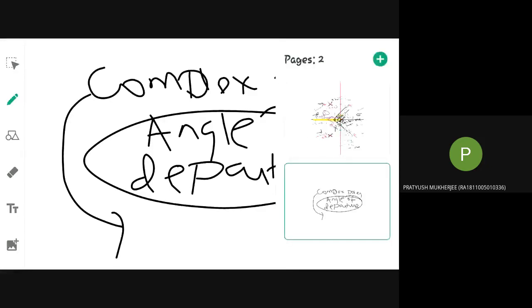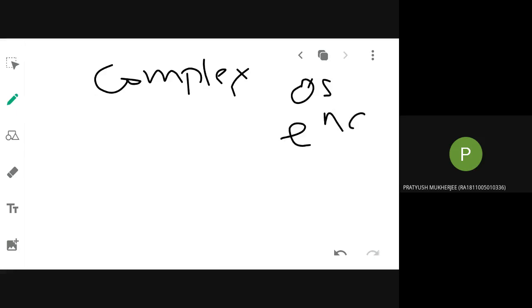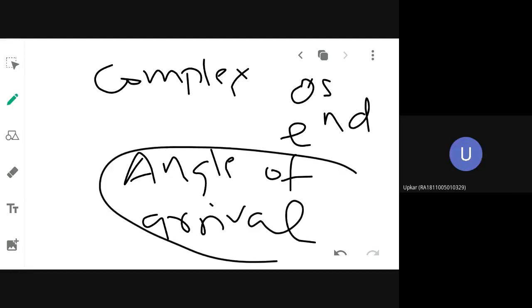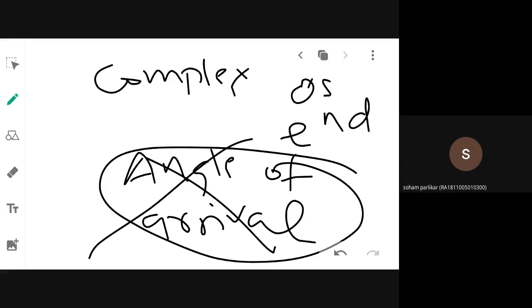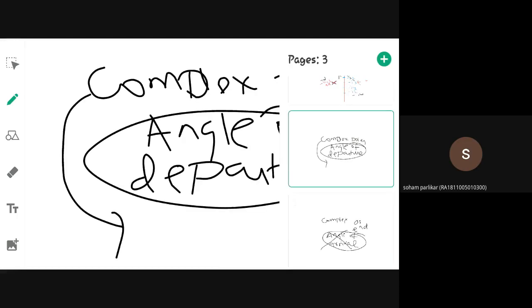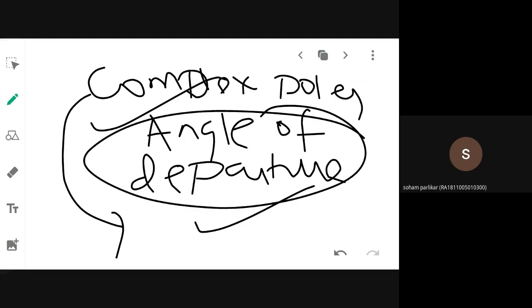Suppose if you are having complex 0, then this is your ending point. So you will be having angle of arrival or angle of departure in this case? Angle of arrival. But does your problem have complex 0? No, complex zeros are not there. So this angle of arrival is not possible in this case. Only complex poles are there in the problem, so you are going to find out angle of departure.